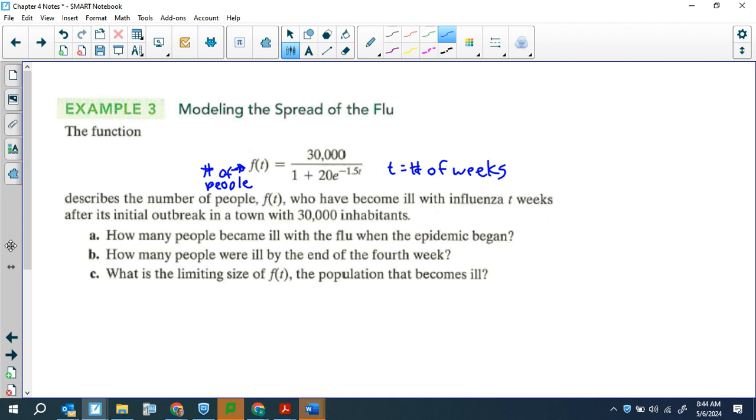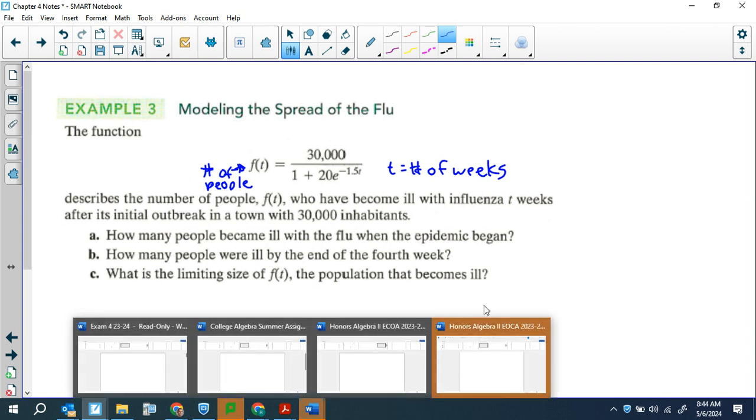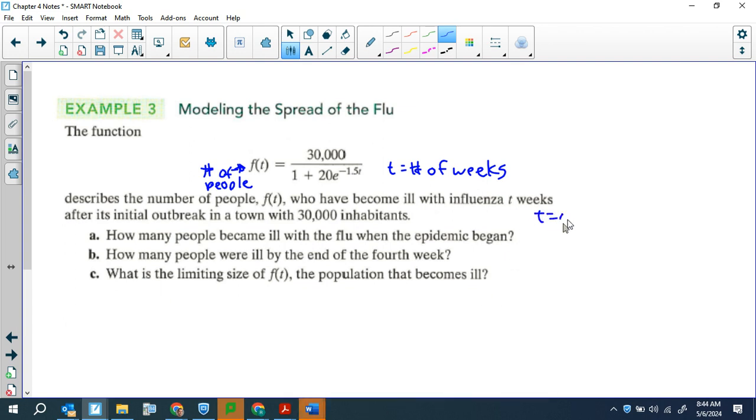So part A says how many people became ill with the flu when the epidemic began. So when it began, what time value would that be? 0. So all you're doing for letter A is putting t equal to 0, which would be f of 0, which is 30,000 divided by 1 plus 20 e to the negative 1.5 times 0.